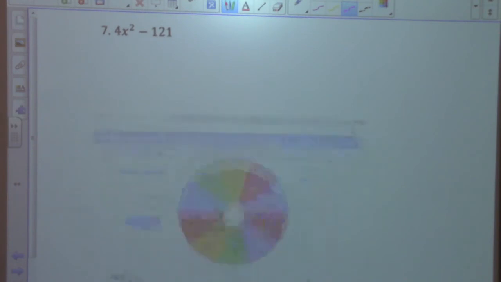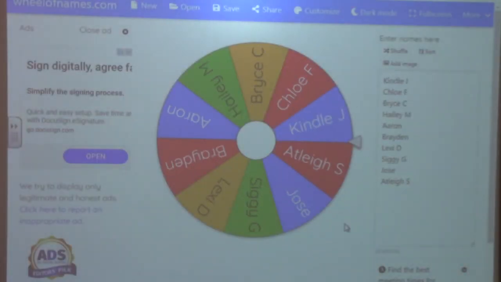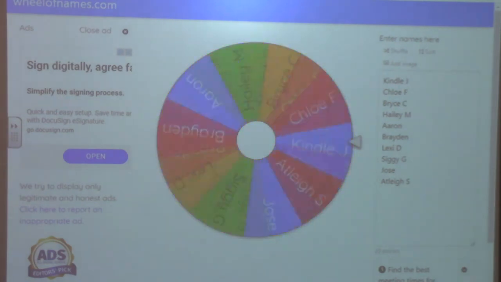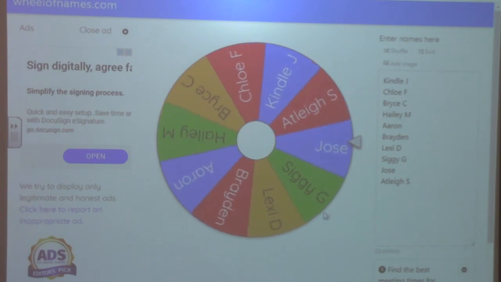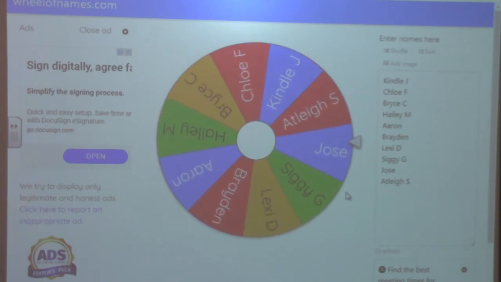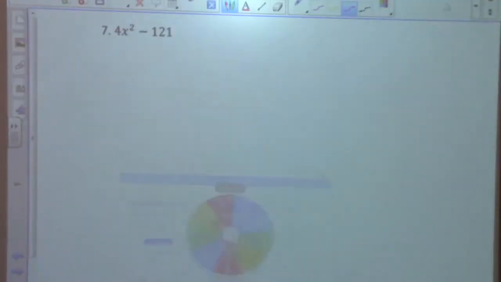Okay, here we go. We spin the wheel. That's on me. Alright. Yep, sorry. Jose. Which one, dude? All right, Jose, how'd you handle this?